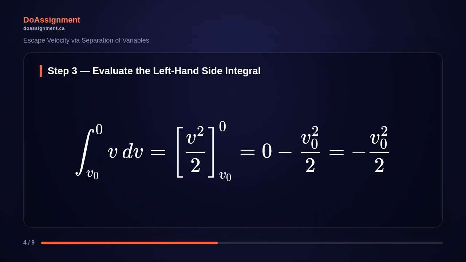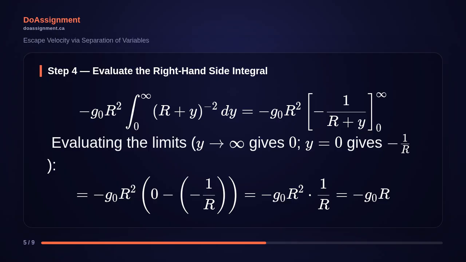The left side, the integral of v dv evaluated from v0 to 0, gives 0 minus v0 squared over 2, which equals negative v0 squared over 2. For the right side, integrating the quantity r plus y to the negative second power gives negative 1 over r plus y. Evaluating from 0 to infinity, at infinity the term vanishes. At 0 it gives negative 1 over r. After simplification, the right-hand side equals negative g0 times r.